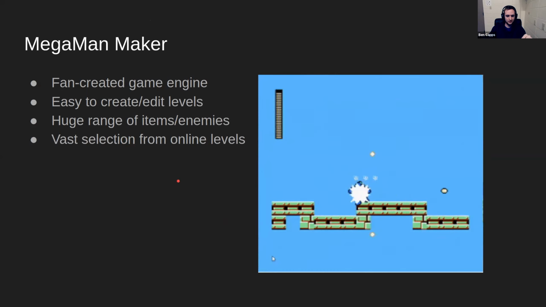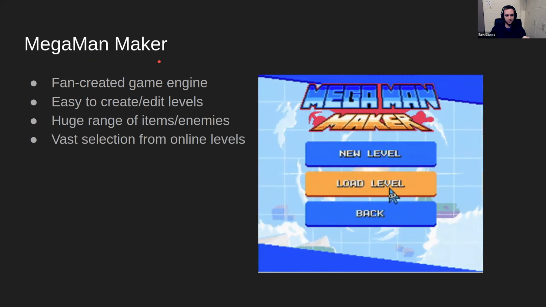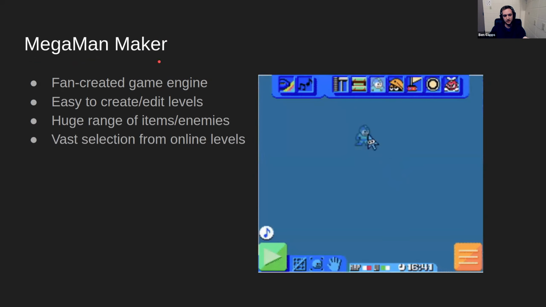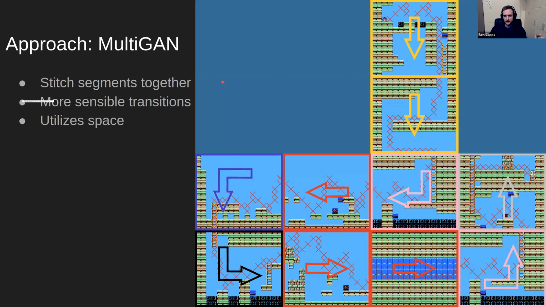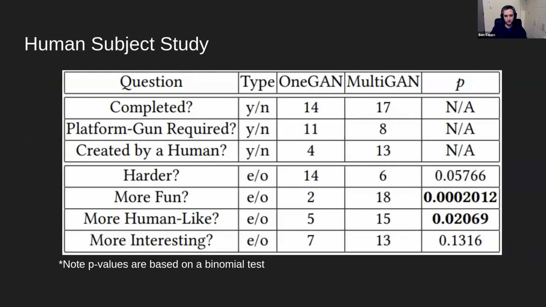So we messed around with converting the levels to a Mega Man Maker format. And so Mega Man Maker is a fan-created game. It's super easy to create and edit levels. It's got a huge range of enemies that we could select from. And so as a result, we took all of our levels in this text-based image format and converted them into a playable format that we could then conduct a human subject study on to see how good each generation method is at generating levels.